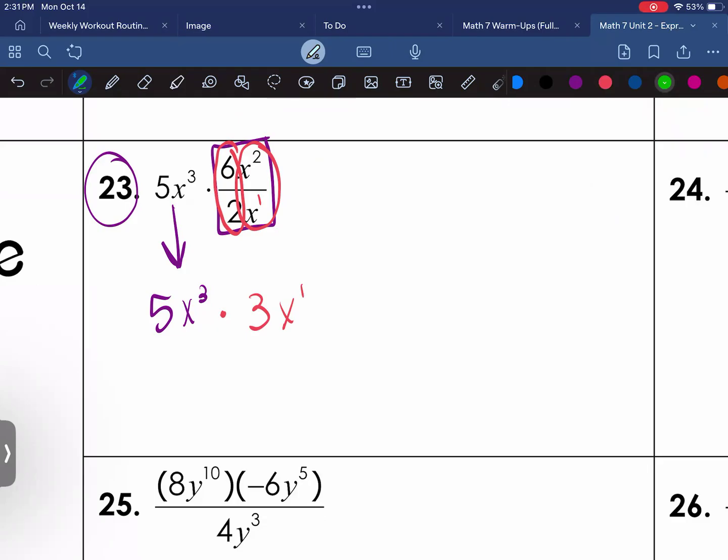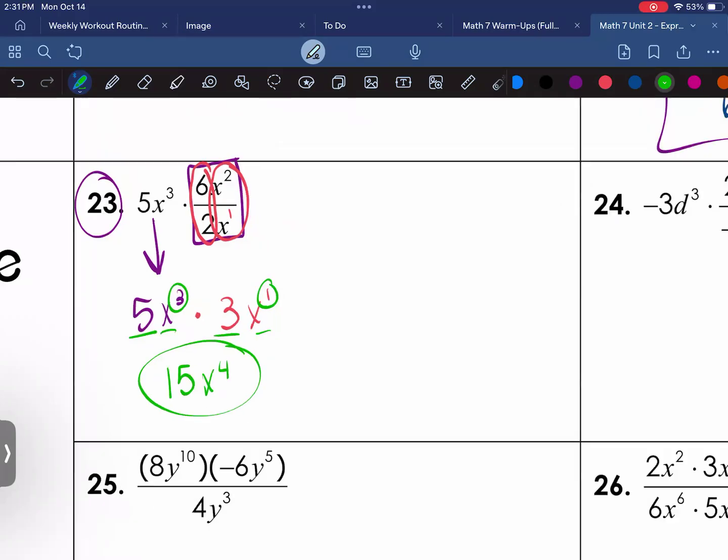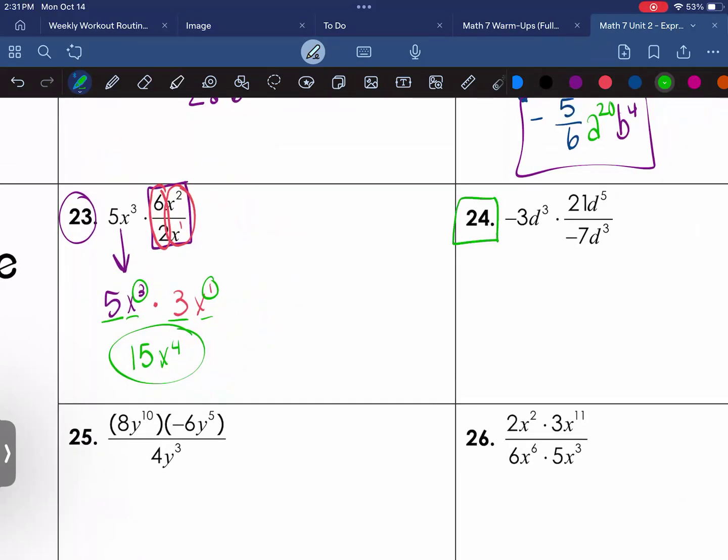Now here we are multiplying monomials. Remember, we multiply our numbers. 5 times 3 is 15. We are multiplying the x's, which means we add the exponents. So we have x to the 4th power, and we are done. That is fully simplified. Go ahead and try number 24 on your own. Pause the video now.